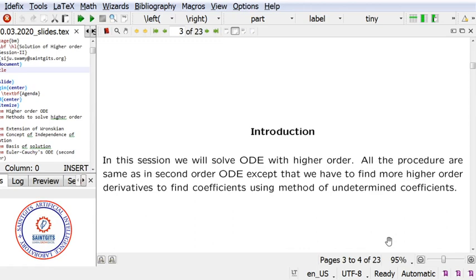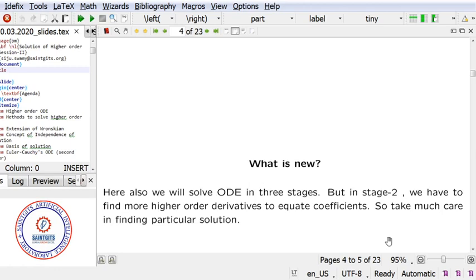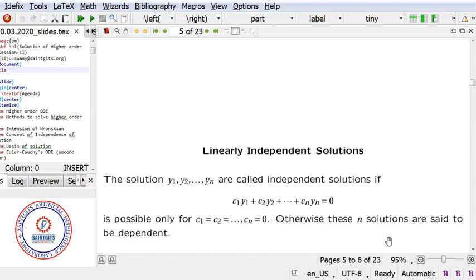In this session we will solve ordinary differential equation with higher order derivatives. All the procedures are same as in the second order ODE, except that we have to find more higher order derivatives to find coefficients using method of undetermined coefficients. Then what is new in this approach? Here also we will solve ODE in 3 stages as in the case of second order ODE, but in stage 2 we have to find more higher order derivatives to equate coefficients. That is the difference. So take much care in finding particular solution.